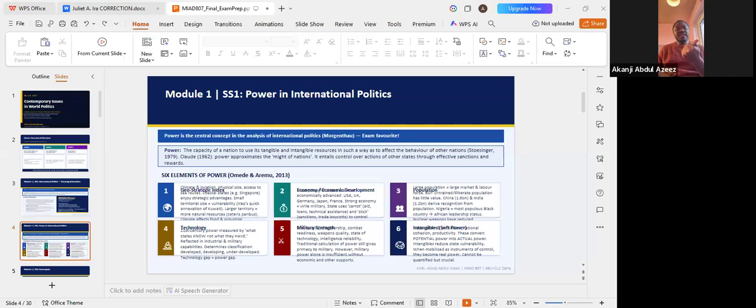The fifth one is military power. Military power is the most visible and traditional form of power. When we talk about power, whenever we say a country is powerful, most people focus on the military aspect, whereas the military aspect is not the only one.